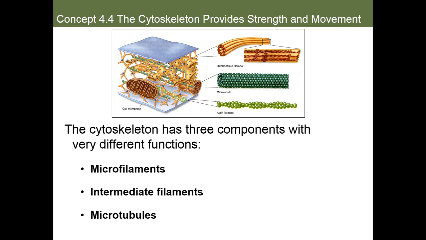The three components that make up the cytoskeleton are microfilaments, intermediate filaments, and microtubules. All three of these components have very different functions that we will discuss.